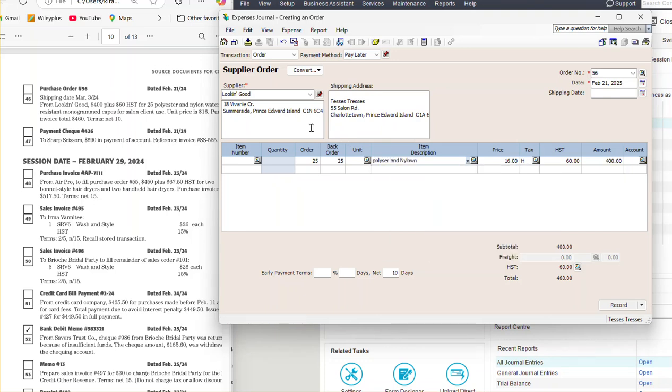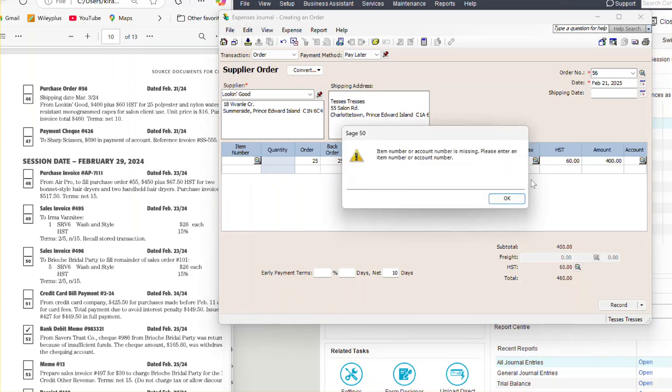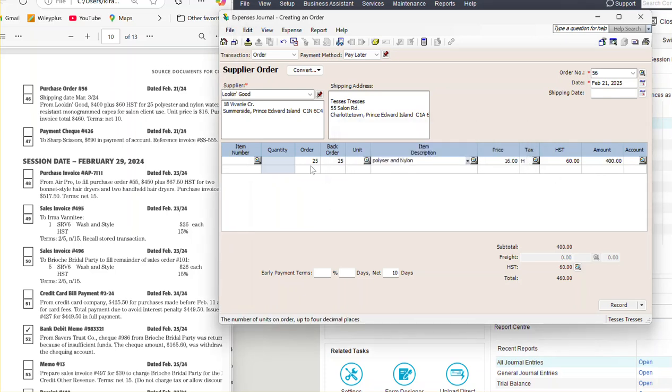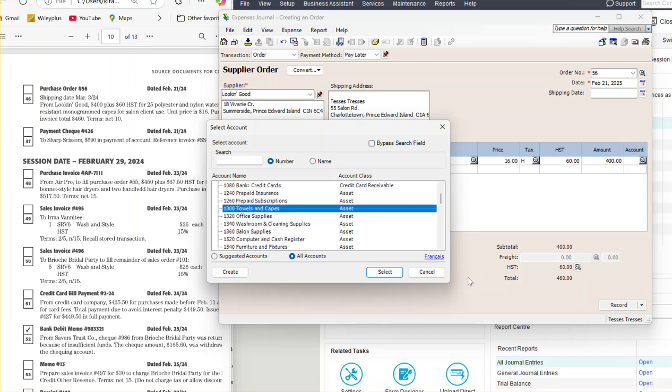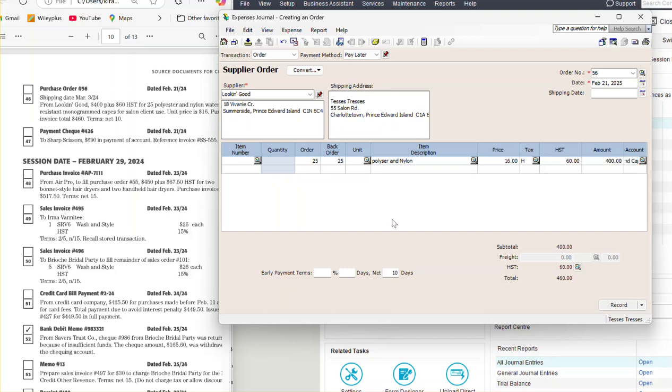So nylon, and it is water resistant. And then there's no item number. I am going to charge it to the towels and capes. So the amount should be, they said the amount should be 460. It's an N. So you're not going to get any transaction because it's just an order. So I will record this transaction and I will say yes.